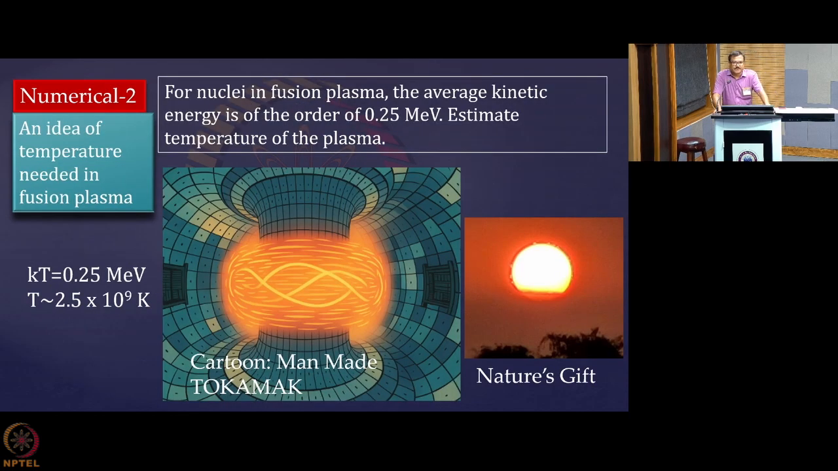Now in numerical 2, we are trying to go for nuclear fusion. There, we just want to know what kind of temperature is required. And we know that it is around 0.25 MeV. It is a typical order that we talk about.